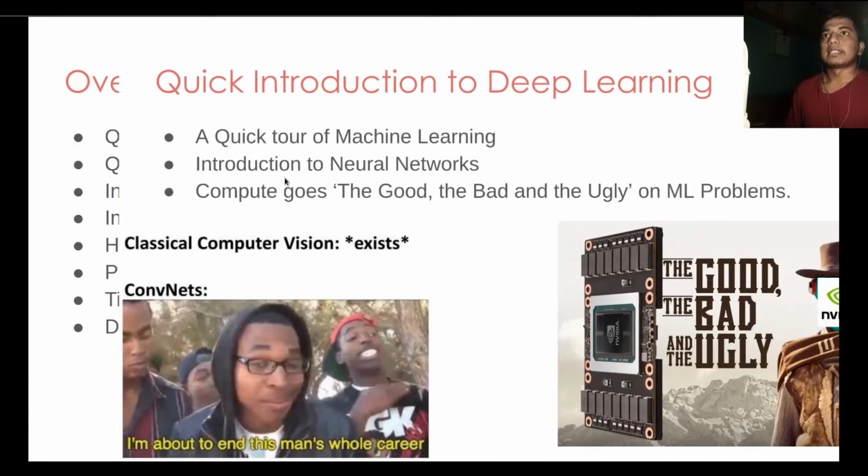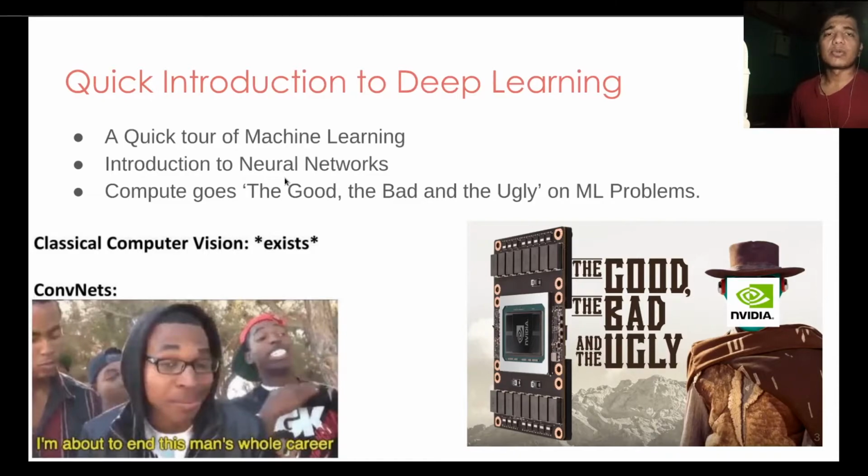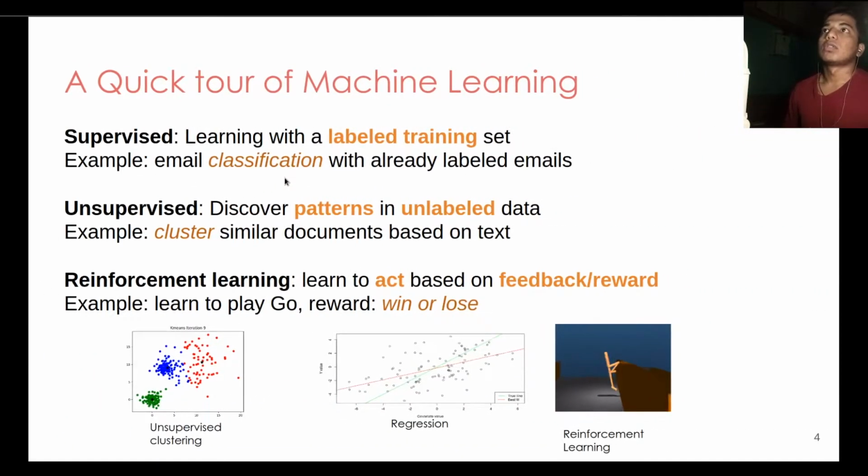So, just getting started, the quick tour of deep learning would include an introduction to machine learning and neural networks, and what changed back in 2012 when compute blew up like crazy and we got deep neural networks working pretty fast. Now, machine learning can be diversified into supervised learning, unsupervised learning, and reinforcement learning.